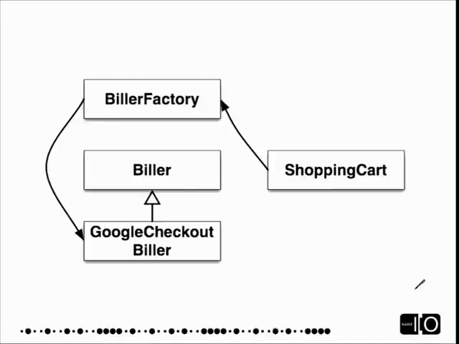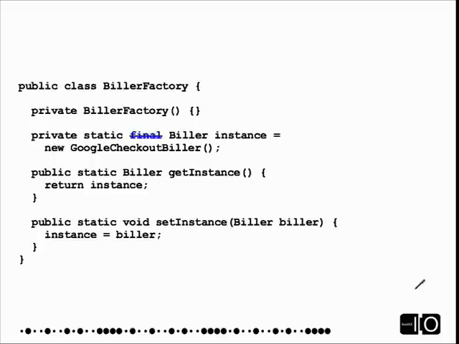These are the dependencies in there. Your shopping cart depends on your biller factory, which depends on your instance of the biller. Now, if we want to test this, there's a couple of compromises that we need to make, because if we want to unit test a shopping cart, we need to be able to replace a real biller with a fake implementation of the biller. So out goes the final on the private static, and in comes a method setInstance, which at least in Google we probably annotate with @VisibleForTesting, right?